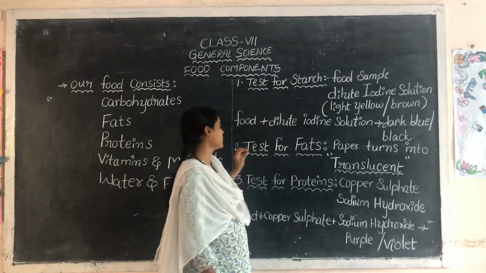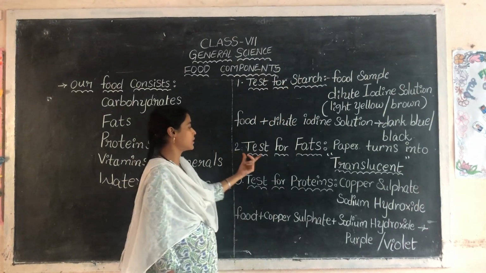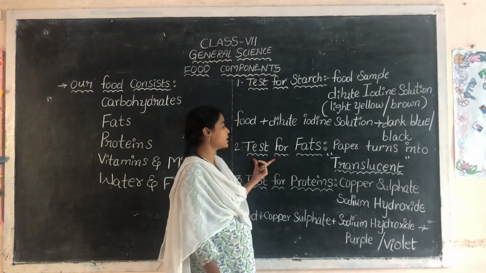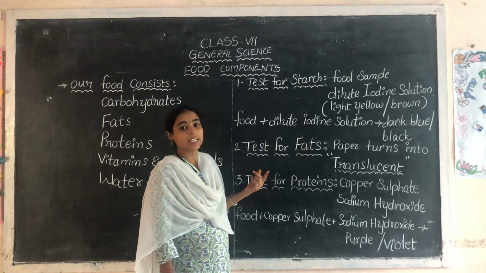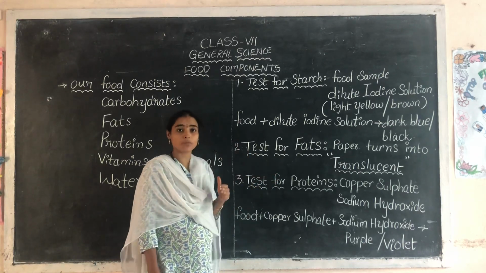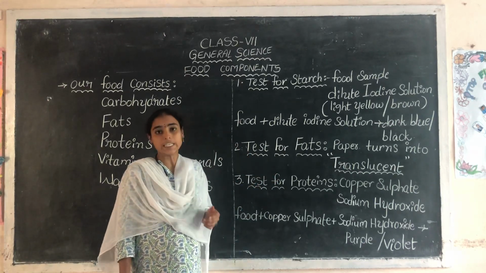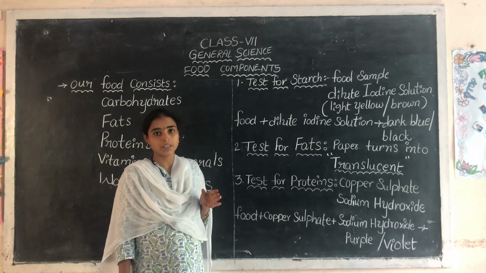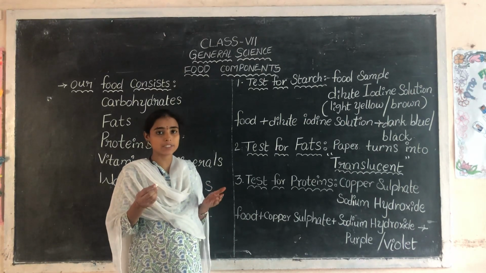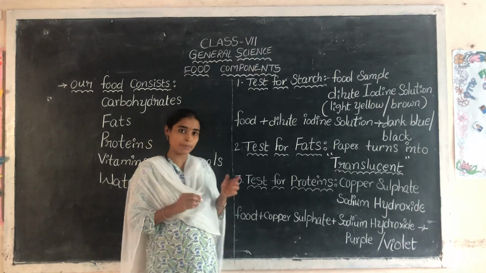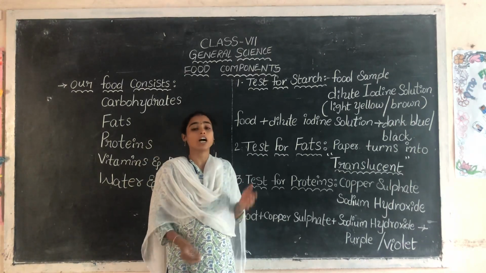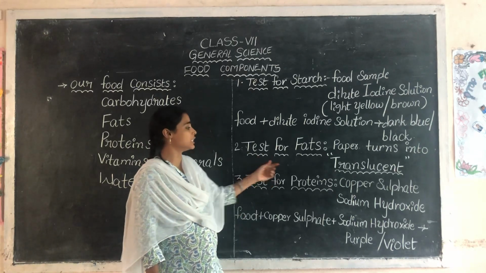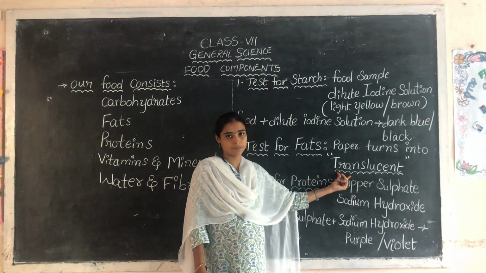Okay. Next, test for the fats. Once take which food item you want to test for the fat. Take that food sample and take a piece of paper. Take that food sample and rub it on the white paper gently. After few minutes, the paper turns into the translucent.